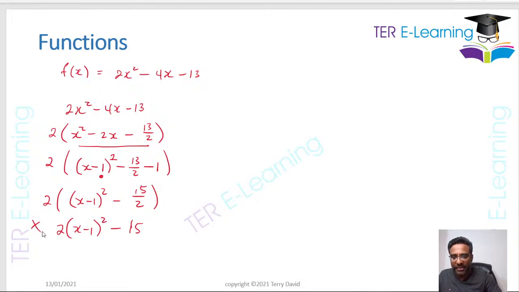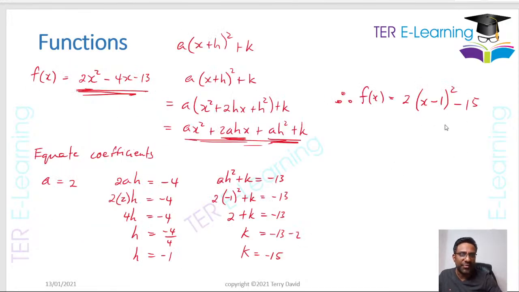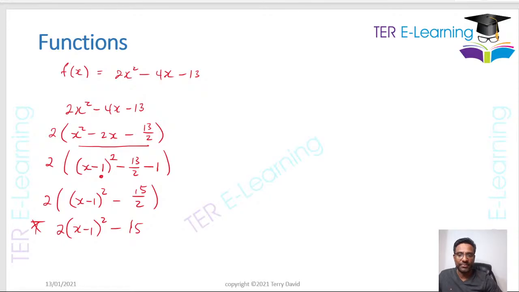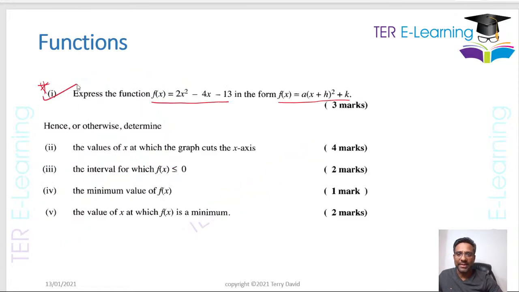So you realize, wait a minute, this is the same answer we got here: 2 open brackets, x minus 1 squared, minus 15. Both methods are acceptable. Whichever method you learned, go ahead with that method. So that's the answer for part 1.